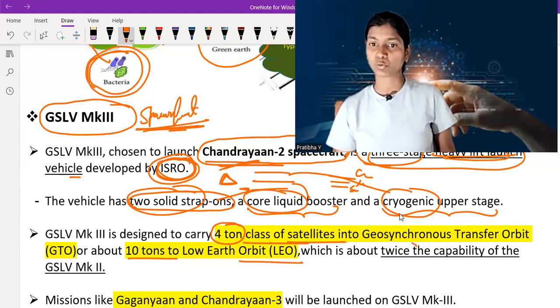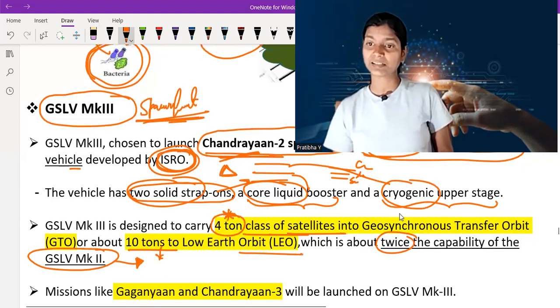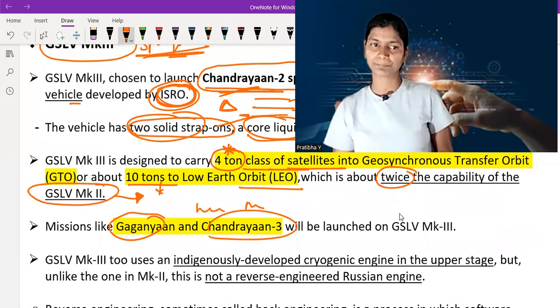It is about twice the capability of the GSLV MkII. Okay, so remember, 4 tons in GTO and 10 tons in LEO. Missions like Gaganyaan and Chandrayaan-3 will be launched on GSLV MkIII because Gaganyaan and Chandrayaan require higher payloads, and MkIII is capable of bearing that load.